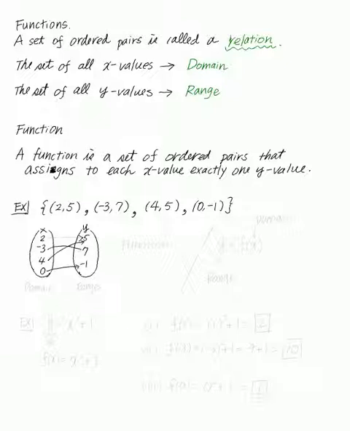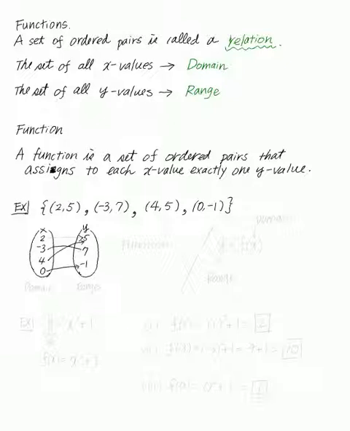The definition of a function, which is what we're coming up on, is a set of ordered pairs or points that assigns to each x value exactly one y value. This is easiest to explain with a couple of examples. My first example I have written here, I have several ordered pairs or several points. I have (2, 5), (negative 3, 7), (4, 5), and (0, negative 1).